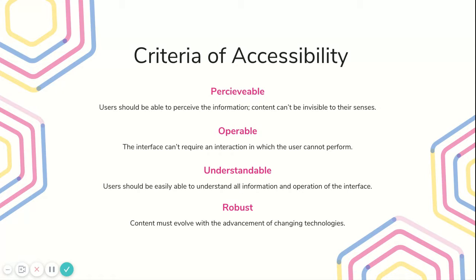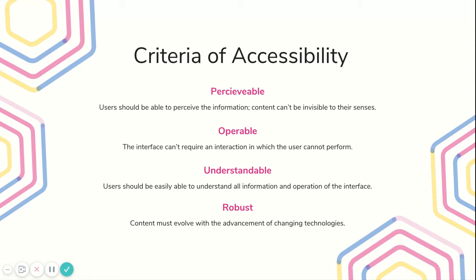So we can think about the photo example again. We need to be able to make sure that patrons that can't see images have another way of understanding the information you're trying to convey through that image. Your website also needs to be operable. The interface can't require an interaction in which a user cannot perform. So, if a user cannot use a mouse because of a physical disability, then they need to be able to have an alternative of how they can navigate your site without a mouse.